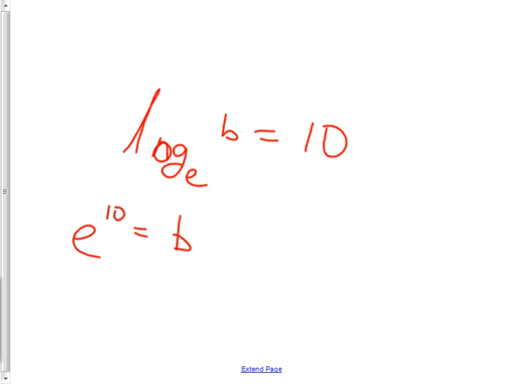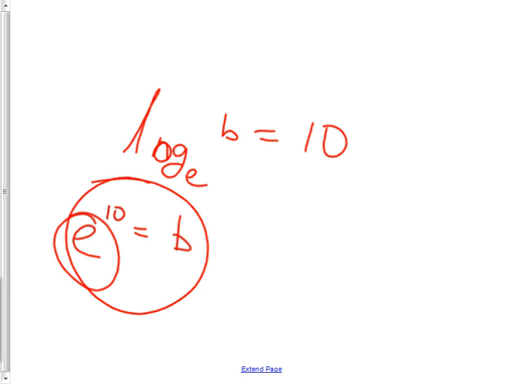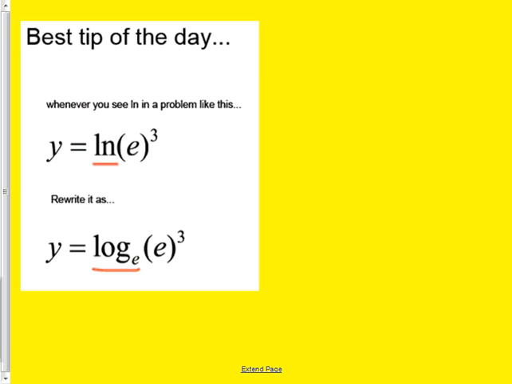Now, e to the 10th is about 2.718 to the 10th, so 3 to the 10th would be a huge number. So B is a really, really big number in this problem. But the point is you wouldn't have been able to rewrite it like this unless you knew to rewrite the ln as a log base E. And I encourage you to always do that. All right, so see how this teacher's doing the same thing? Best tip of the day, whenever you see an ln, rewrite it as this, log base E.